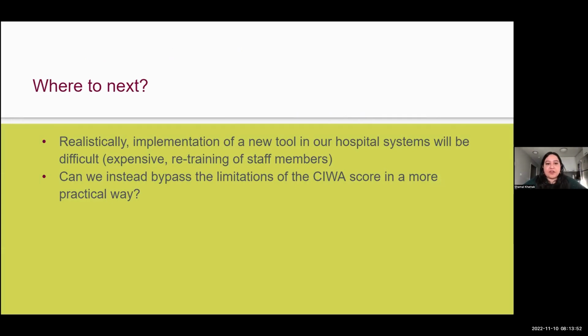So I was left with a feeling that we don't have a great sense of an alternative tool that as yet exists to the CIWA score that has a really good evidence base behind it. And I do think that realistically implementing a new tool in our hospital systems will be quite difficult, given just the costs associated with that, the retraining of staff members who administer and who assess patients for meeting criteria on these tools. So the question is, can we instead bypass the limitations of the CIWA score in a more practical way?